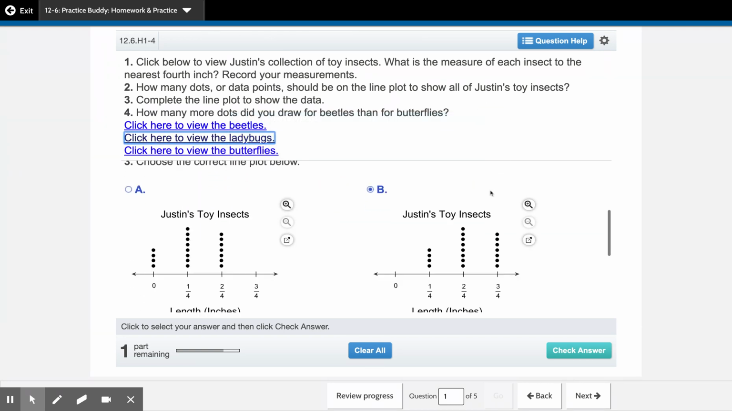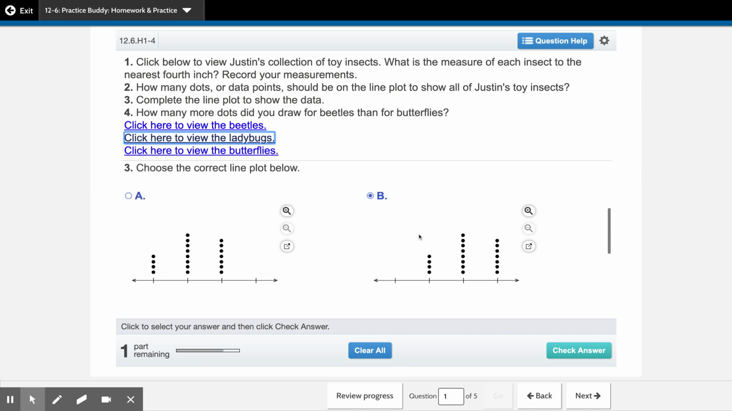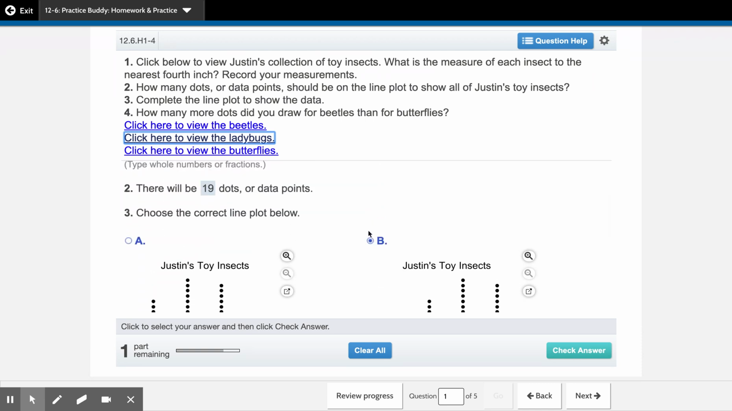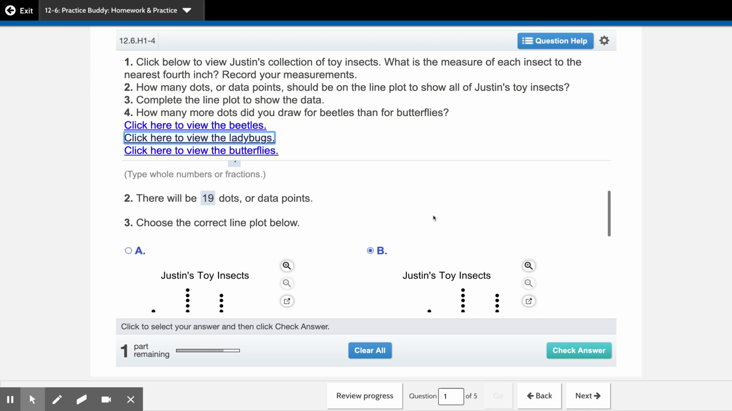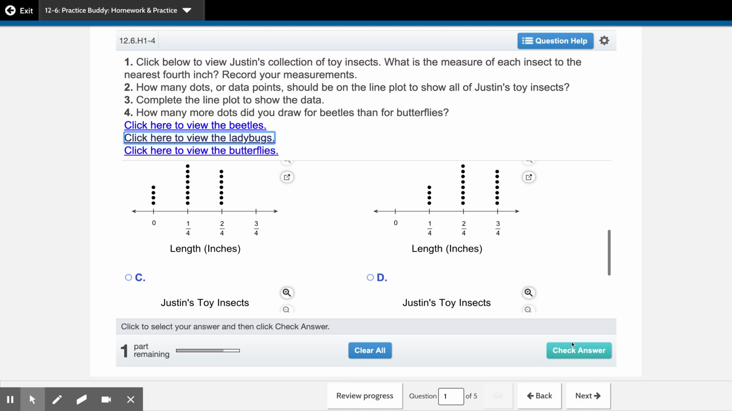So I'm going to go back here, and the ladybugs were at 1/4. So at 1/4, I'm going to look. Yep, there are 4. And then there's supposed to be 7 at 3/4. So 1, 2, 3, 4, 5, 6, 7. So this is my correct answer. So even though I thought it was correct from the very beginning, I still went back and checked my other ones.